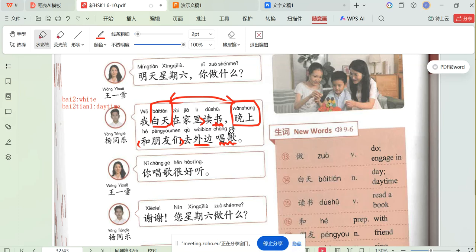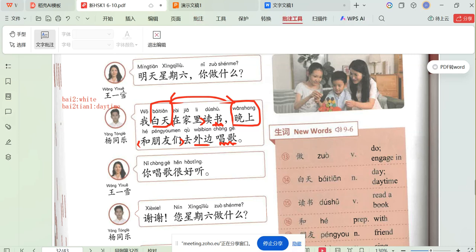Do you remember what is 读书? If you forget, let's review. How can we say the full ability to master a language? You need to listen, speak, read, and write, right? So how do we say listen? 听.